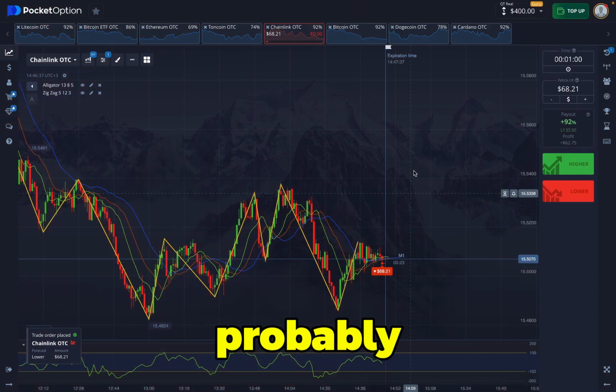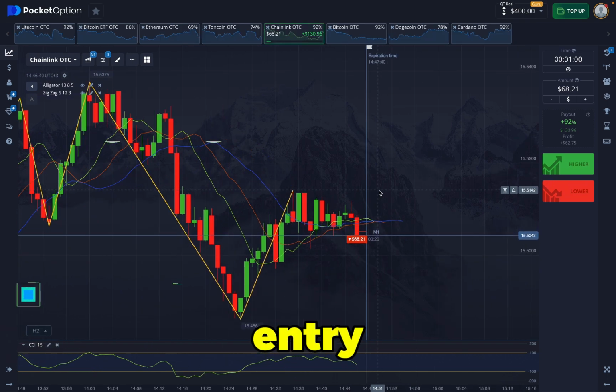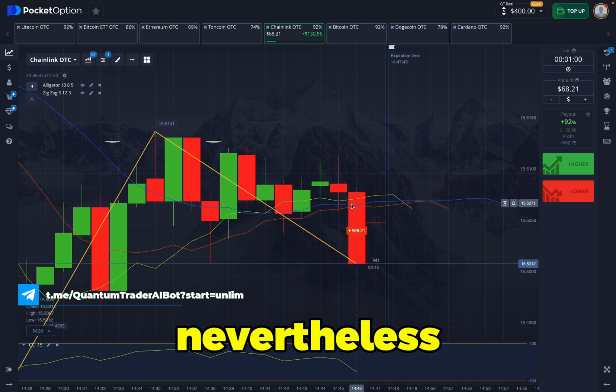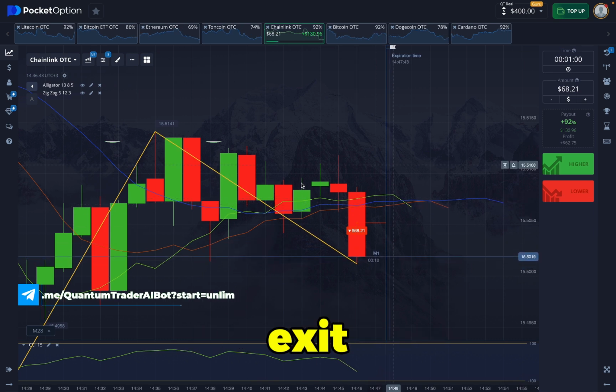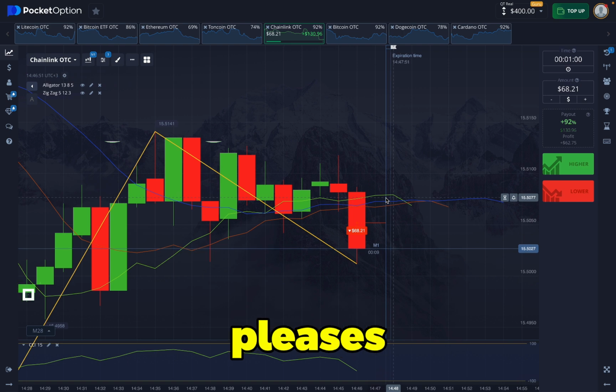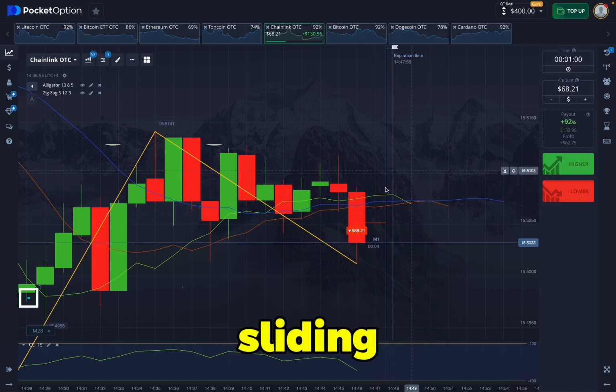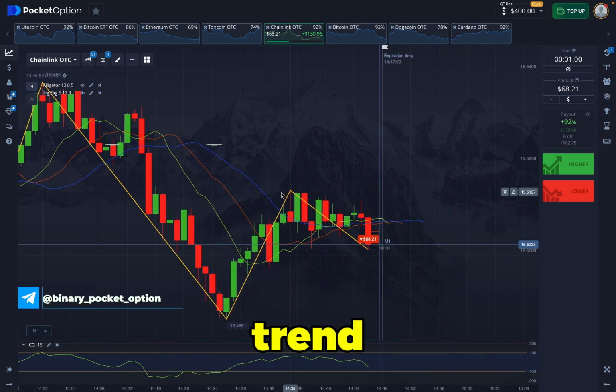And here I'm probably going to open a short trade. It's not a very good entry point. I didn't expect that I would have an upward momentum now, but nevertheless, an even stronger exit has already occurred. And this really pleases me. I see a small intersection already on the alligator sliding lines. The dynamics of the trend is downward.